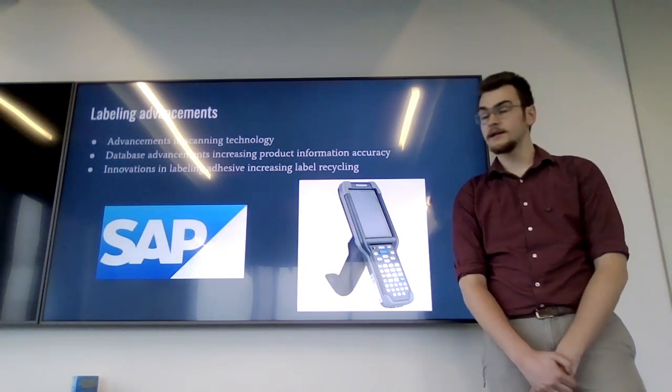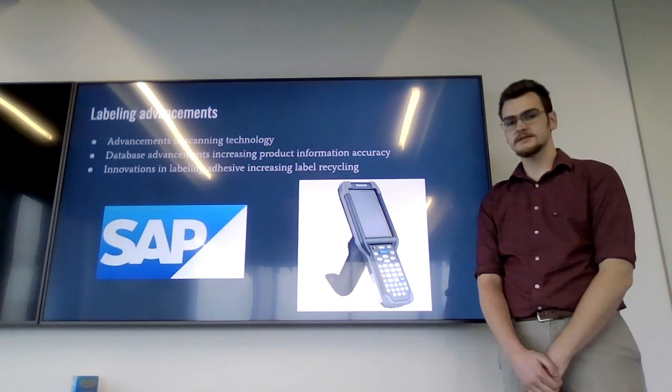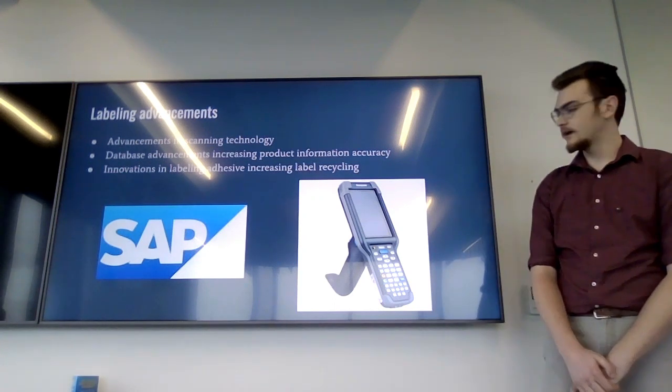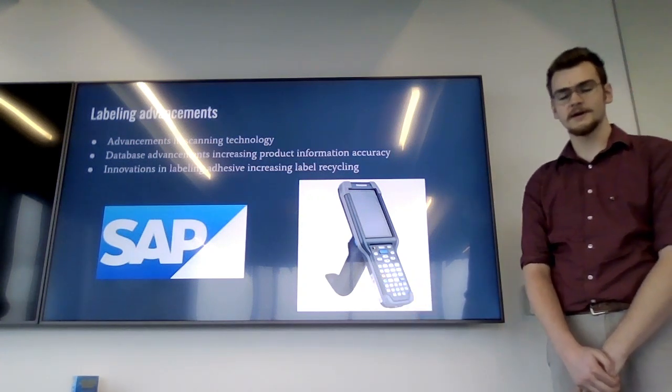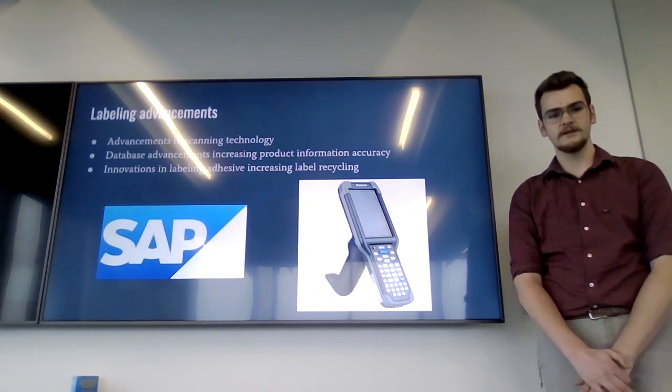I'll also be discussing labeling advancements. And one of the main things is there's been great advancements in scanning technology. As you can see here is a picture of what is known as an extended range scanner. This can scan anywhere from 3 to about 50 feet.